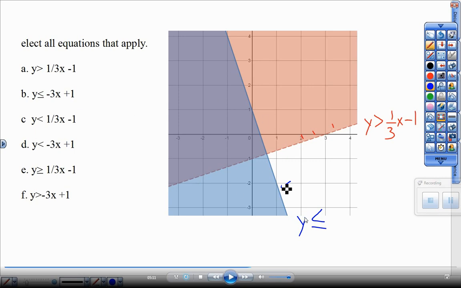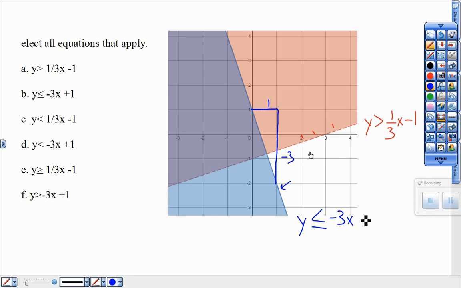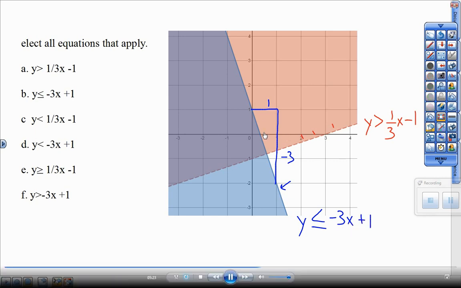That's why it's less than. More than would have been like this, but this is less than, solid line equal to. The slope of this line from here, going right 1 down 3, connecting two solid points, is a slope of -3 over 1, or -3x plus 1. So you could see the only choices are these first two.